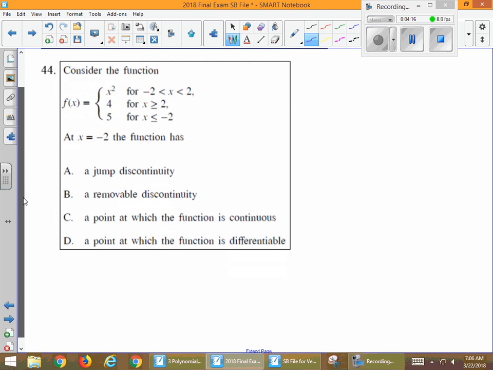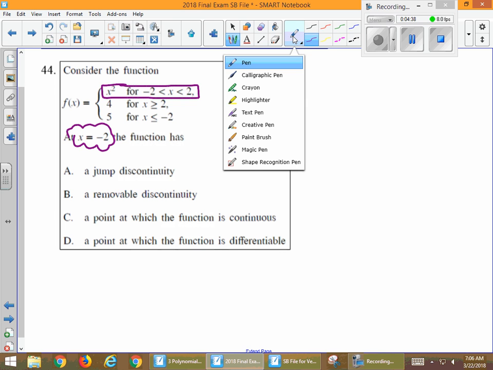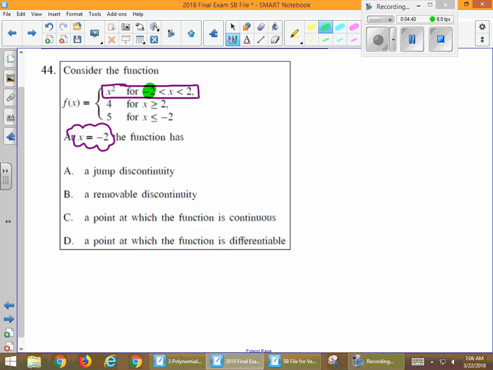So we have a piecewise function, and we're asked about x equals negative 2. So let's pull out the pieces of this that actually have to do with negative 2. So we have x squared from negative 2 to 2. So that's one side of the limit. And the other side is here. I see another negative 2, so we're going to use that one. So 5 for x is less than negative 2.